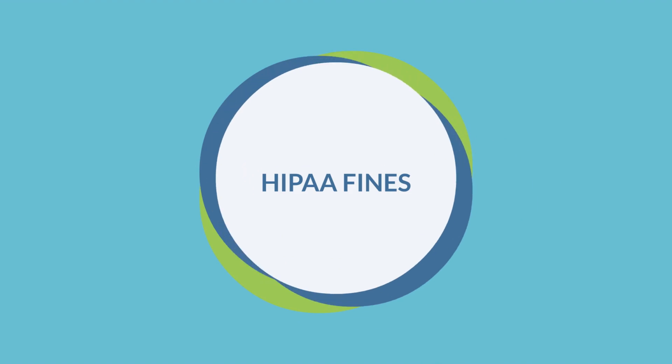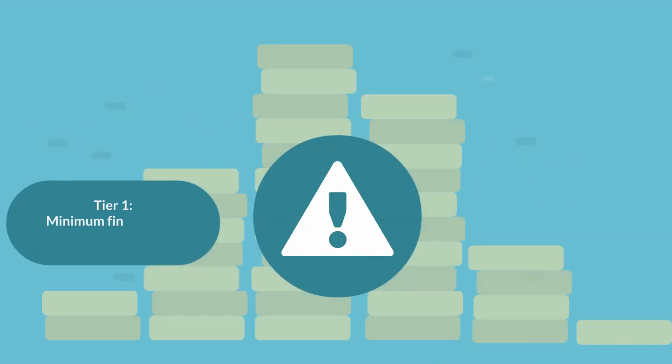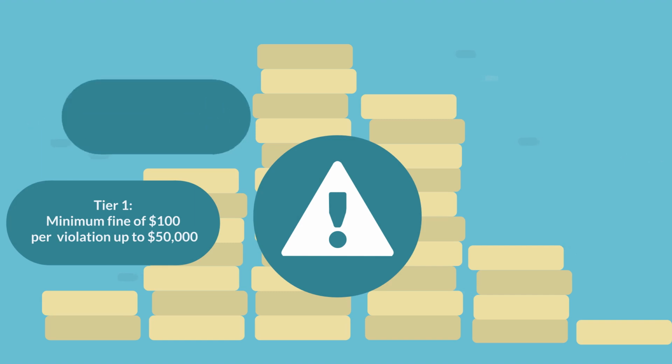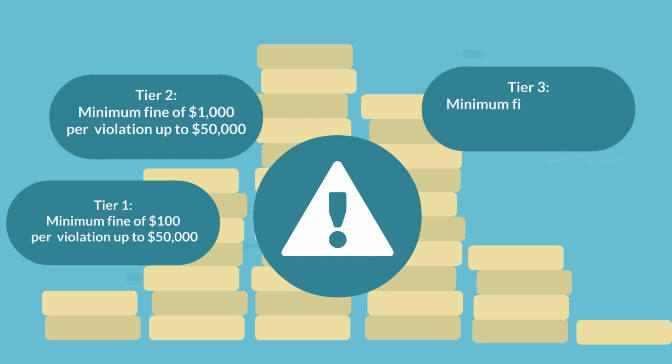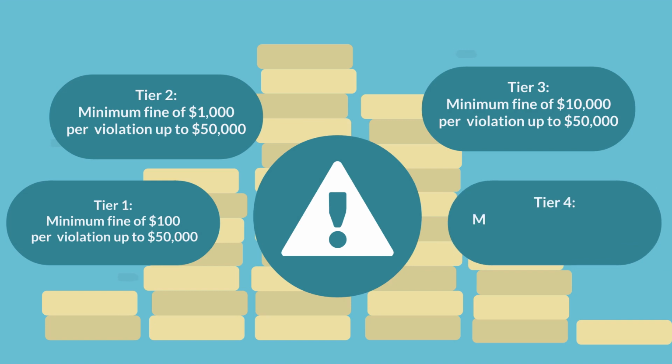HIPAA fines. Tier 1, minimum fine of $100 per violation up to $50,000. Tier 2, minimum fine of $1,000 per violation up to $50,000. Tier 3, minimum fine of $10,000 per violation up to $50,000. Tier 4, minimum fine of $50,000 per violation.